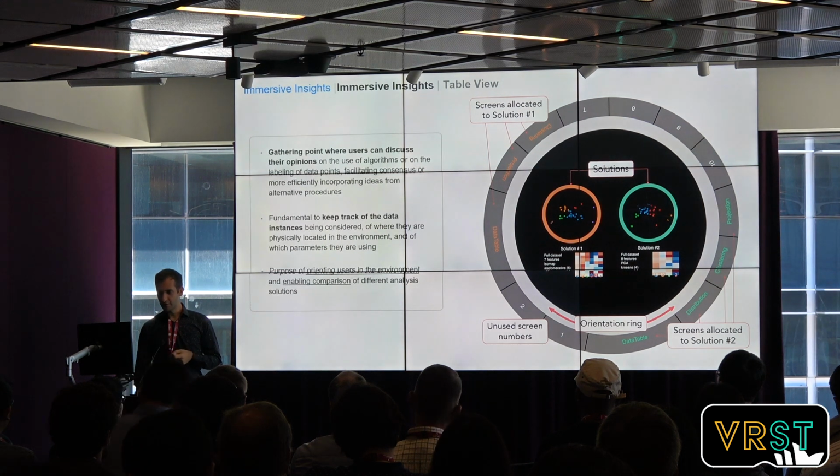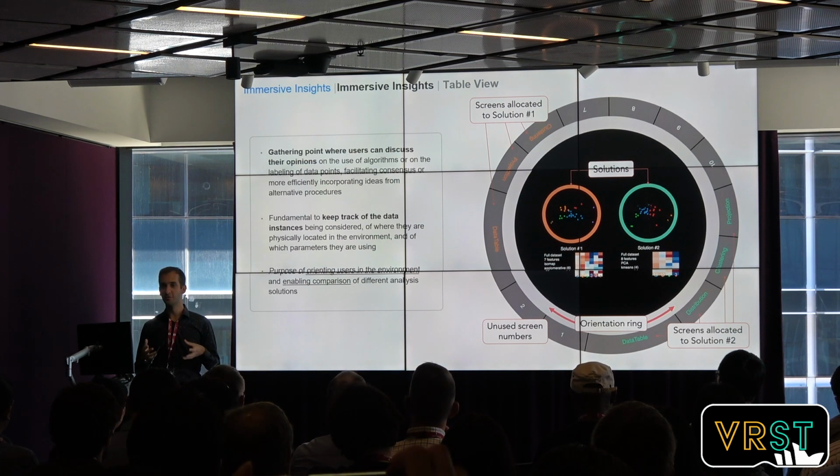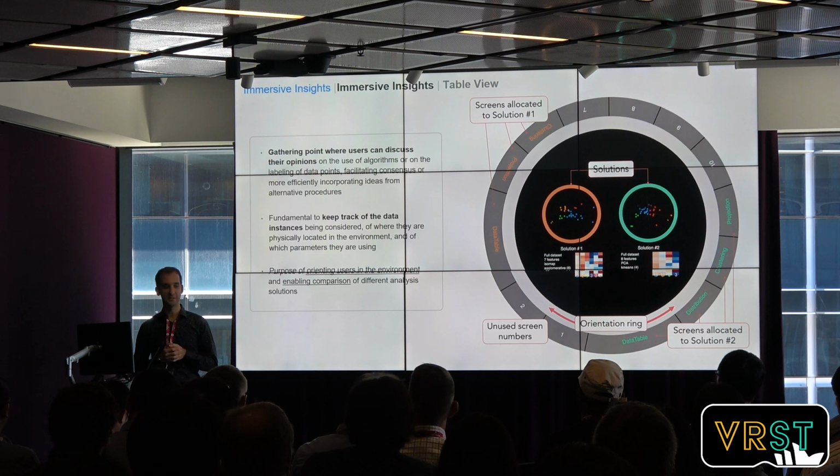The table view, a bit more interesting, is the way we try to make people work together. Generally, it's where you can see all the solutions and data instances you're working on at the same time, and you can discuss the algorithms that you're using on them. You can say, oh, I found this insight in this subset of the data. Oh, does it hold for the other part of the data? Let's put them together and see if this hypothesis holds. This is fundamental also for keeping track of the data instances.